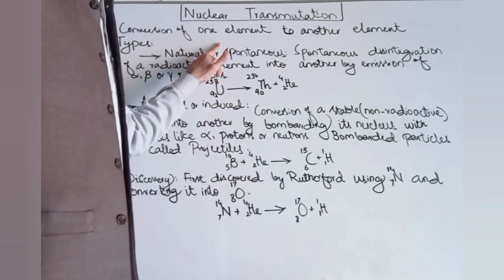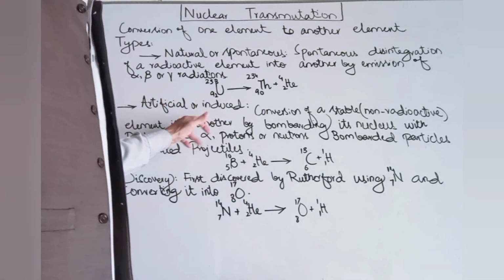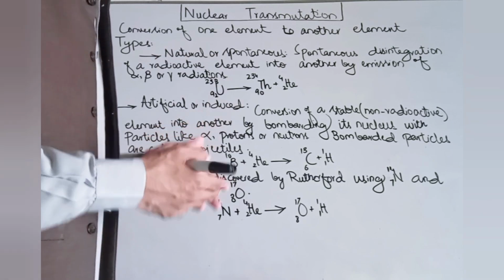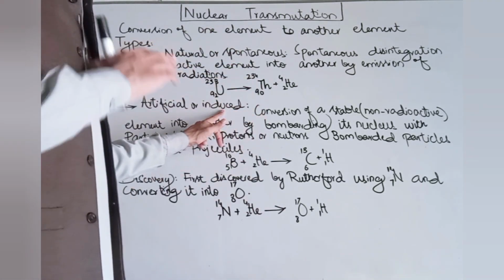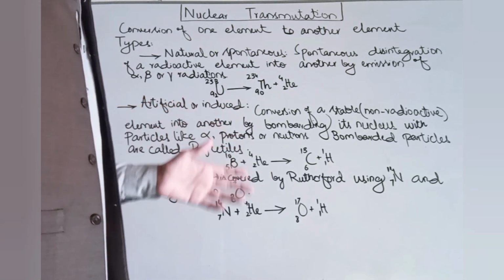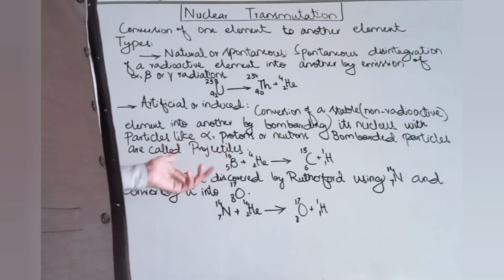Here an unstable nucleus was converted into a stable nucleus, and here a stable nucleus is being converted into another stable nucleus, and you people know that a stable nucleus, a stable element, never disintegrates on its own because it is already stable and has no need to undergo disintegration or radioactive emission.